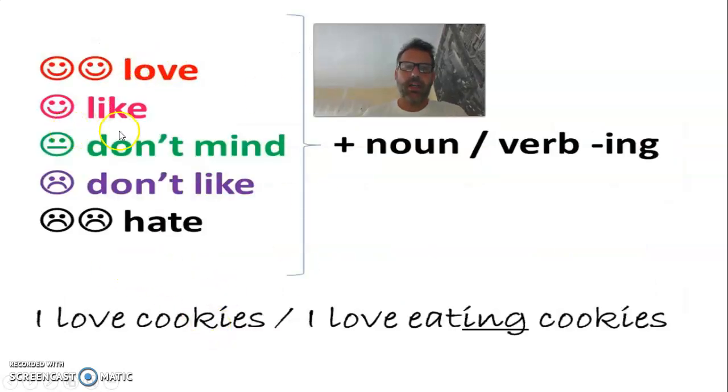It says love, like, don't mind, don't like, hate, plus noun or verb ing. I love cookies. I love eating cookies. There you go. I love eating. Oh, I love cookies. Chocolate cookies. Oh, they're my favorite.